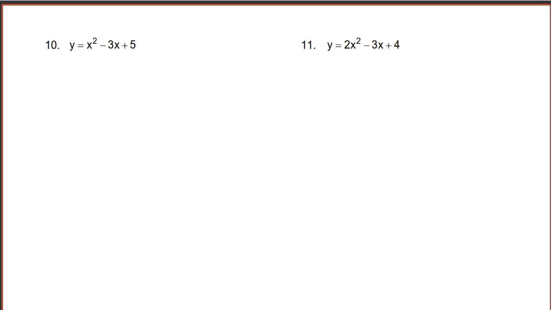All right, so step 1. What you want to do is to make A equal to 1. Right now, what is A? 2. Good. So here's how we do this. You do it by factoring.